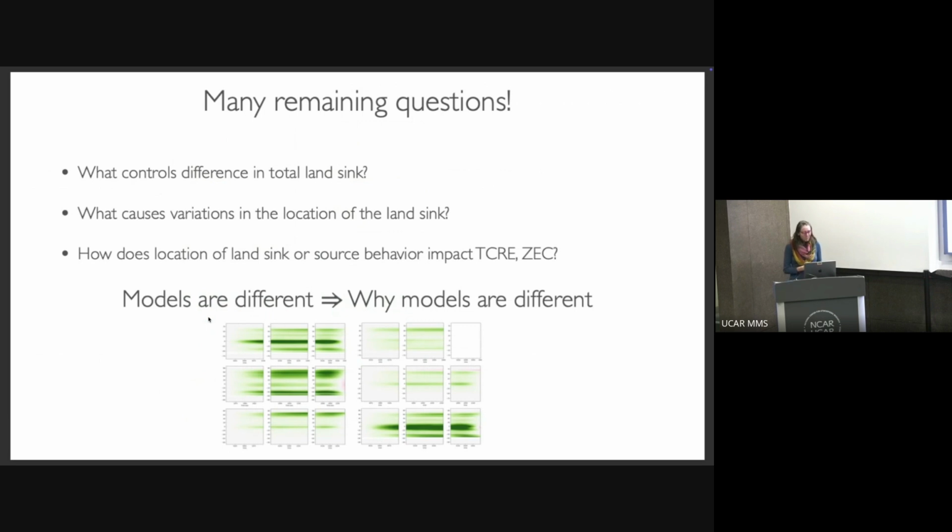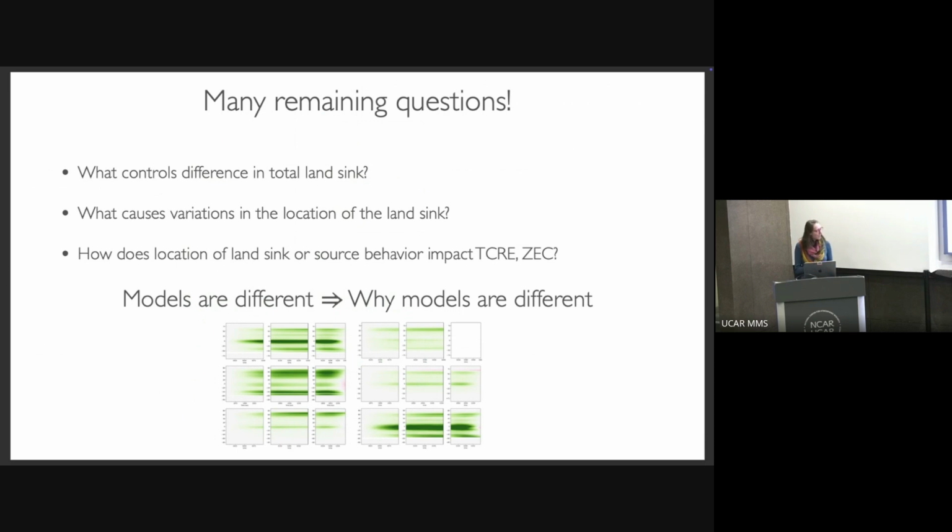So there are many remaining questions, and I'm not sure I have any real take-home points to give you in terms of what we've learned here yet, other than a lot of questions. What is controlling these differences in the land sink? What is causing these variations in the location? How does this location of the land sink and source impact TCRE and ZEC? And so I'm at this point of, models are different, and I want to move to why the models are different, but need to think more about that.